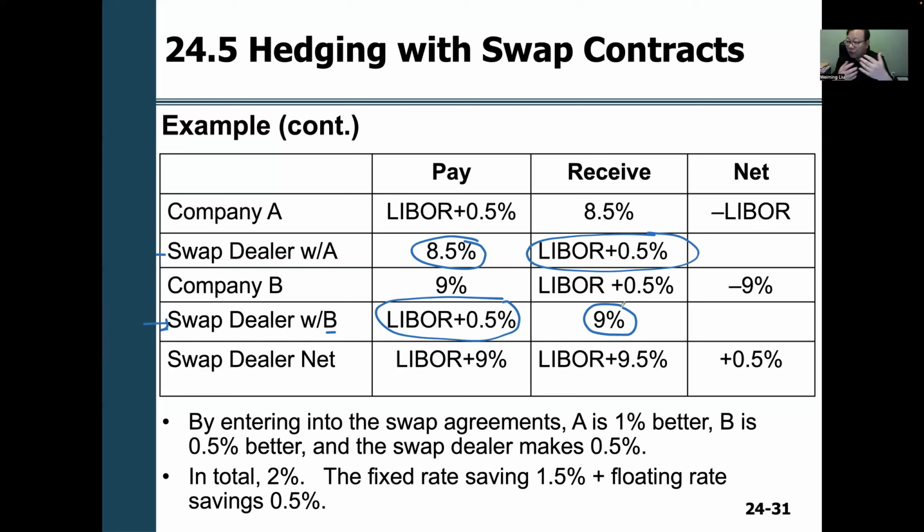So the reason why they're better off is because the three parties work together to take advantage of the strength of each party. A's strength is A gets a cheaper fixed rate, 1.5% cheaper. B company's strength is getting a 0.5% better floating rate. So together there is the 2%. Then they reallocate the 2% among the three parties: 1% for A, 0.5% for B, and 0.5% for the swap dealer. Okay, that's what happened.